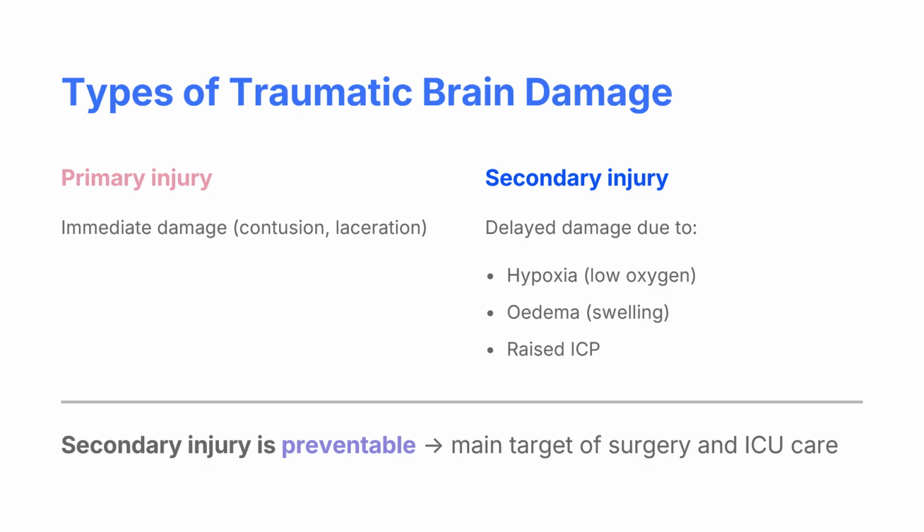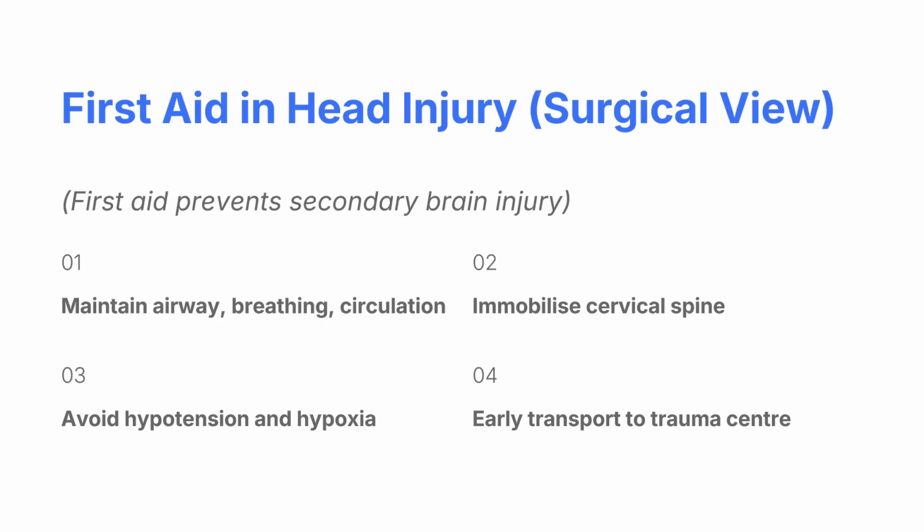so good positioning and early mobilization by a therapist will help reduce the secondary injury, and surgeons will do their part. Let's see about the immediate care which patients should receive. The first aid aims to prevent secondary brain injury: maintain the airway, breathing, and circulation, immobilize the spine, avoid hypotension and hypoxia, and transport to the trauma center early. Okay, transport to the trauma center. That means ICU in our case.